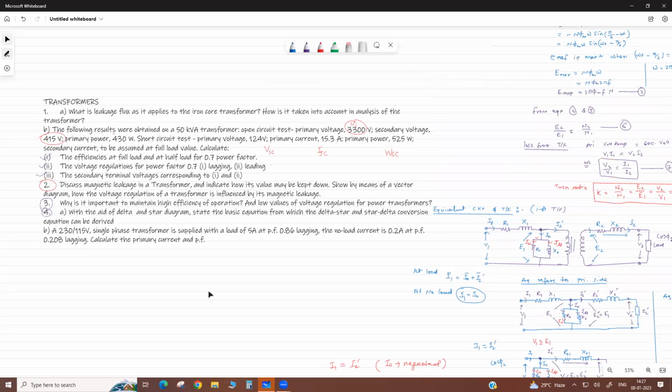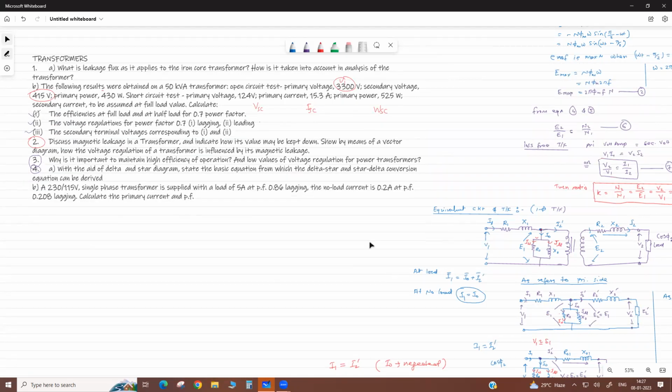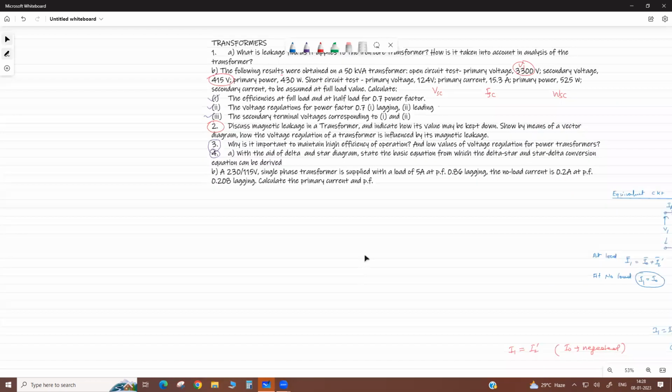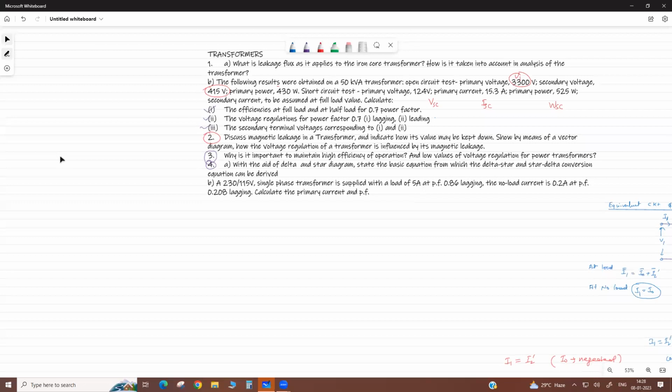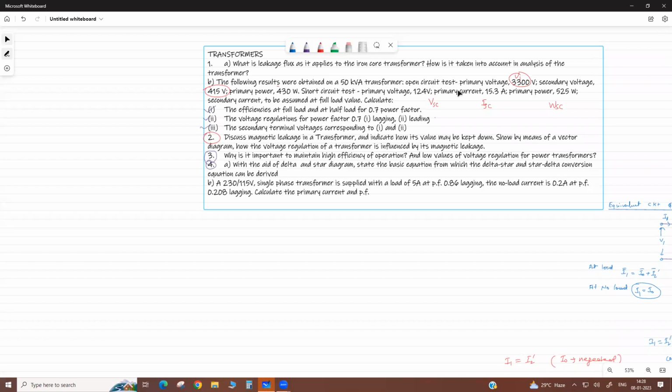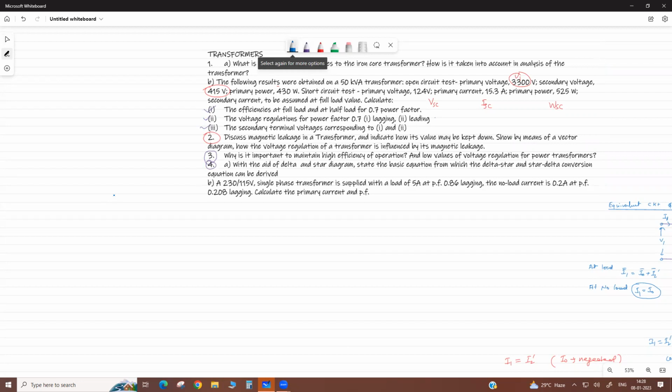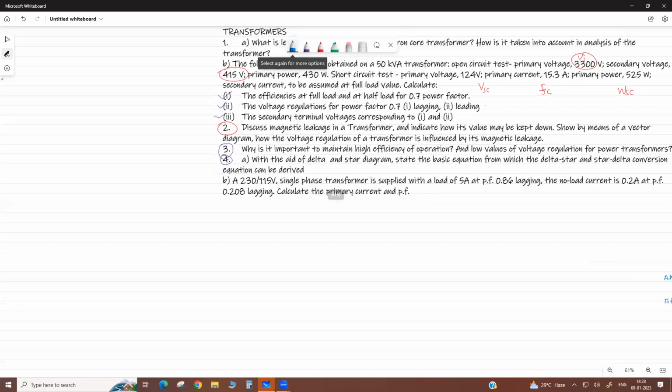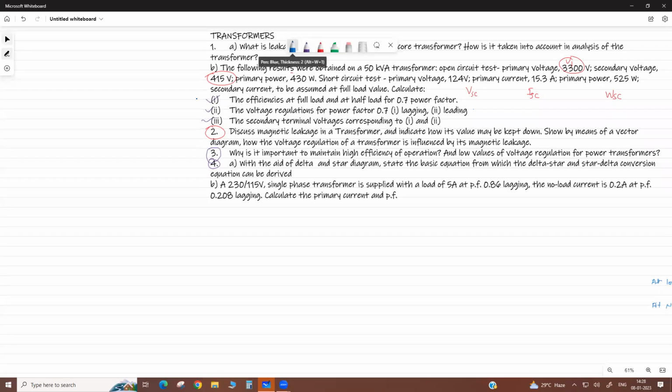Okay, here we take this. As I told, the result obtained from a 50 kVA transformer open circuit test. So first open circuit means no load test. So yes, it is one as per your transformer question, latest. It is recently asked in your exam paper 1B.